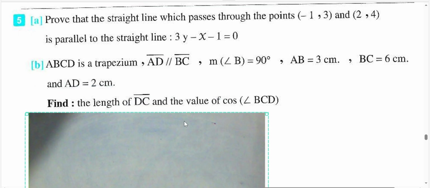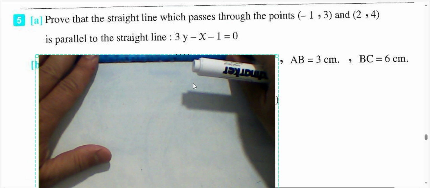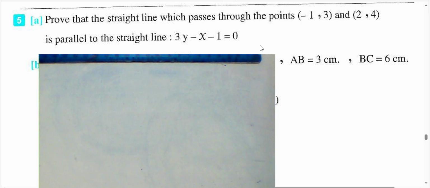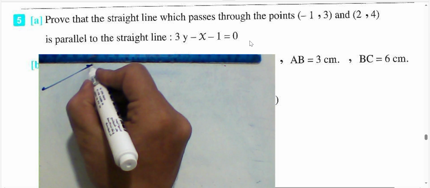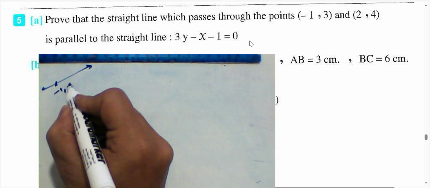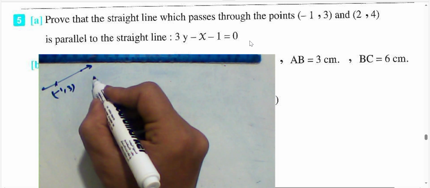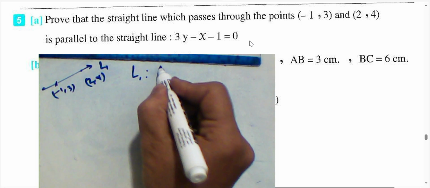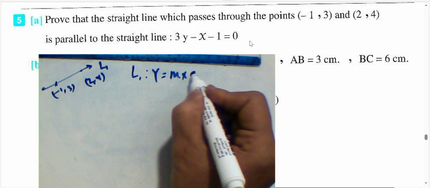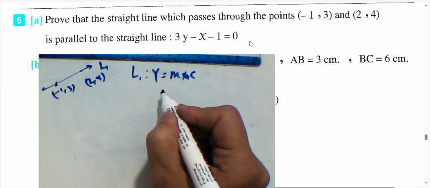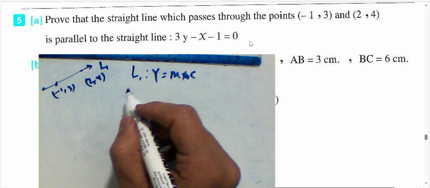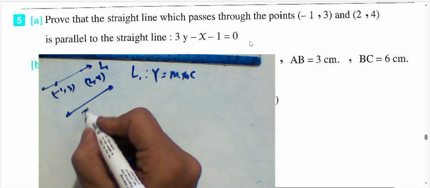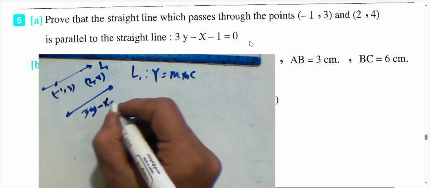Next question. Prove that the straight line which passes through the points (-1, 3) and (2, 4) is parallel to the straight line 3y minus x minus 1 equals 0. Okay, we can prove that two straight lines are parallel. The first straight line L1 passes through the two points (-1, 3) and (2, 4). We can find the relation of L1, y equals mx plus constant. He wants to prove that the straight line passing through two points is parallel to the other line of equation 3y minus x minus 1 equals 0.